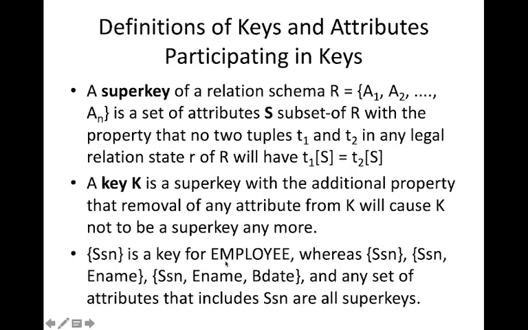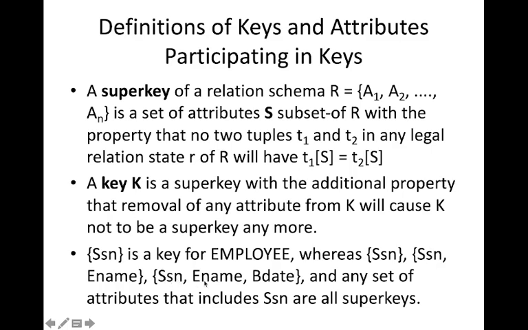So SSN is a key of employee, whereas SSN comma ename, SSN comma ename comma B date, and any set of attributes that include SSN are all super keys. Here SSN is a super key. SSN itself is a key. If we take the combination of SSN comma ename, it is also a super key, but it is not a key because we can remove ename. Still we have this SSN.